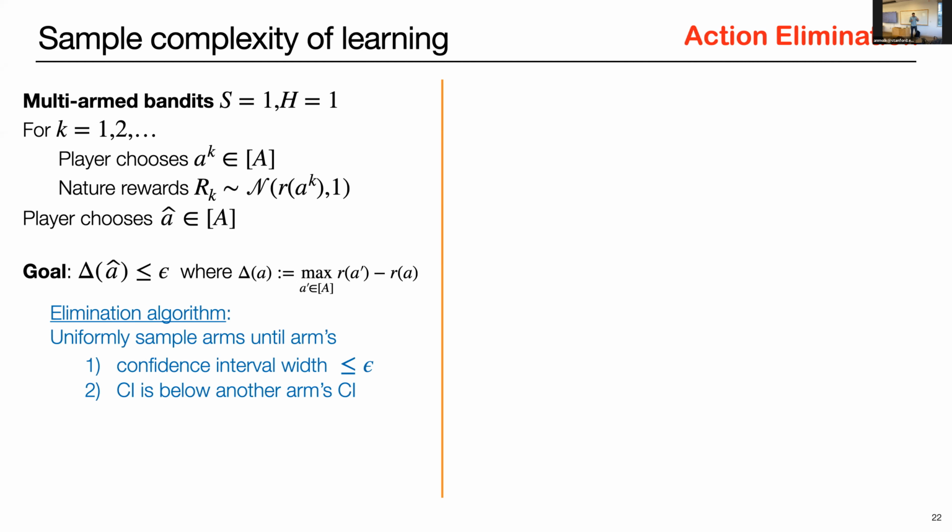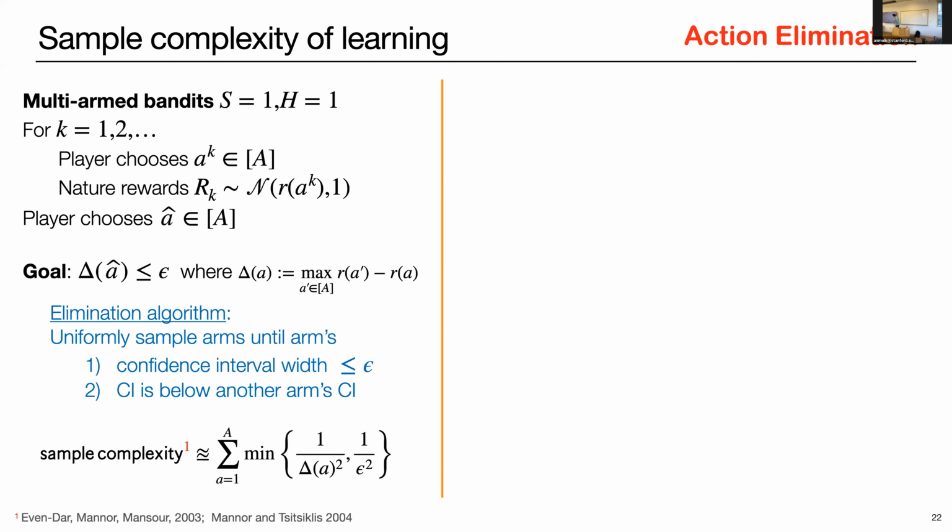It's very simple. I maintain an active set of arms, I uniformly sample these actions, and discard an action as soon as its confidence interval is below any other arm's confidence interval. Because then I know that that action cannot be optimal, because I found some other one whose confidence interval is completely above it, and the true action's mean is inside these confidence intervals. And then we keep sampling until all the remaining actions in that active set have confidence interval less than or equal to epsilon.